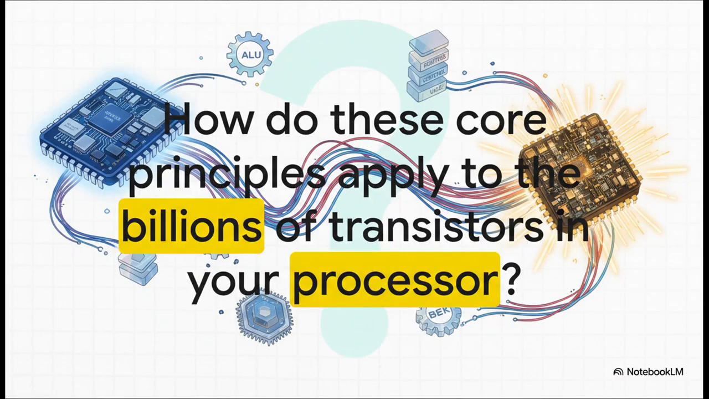The Intel 8085 had about 6,500 transistors. The processor in the device you're watching this on right now has billions. But, and this is the amazing part, underneath all of that mind-boggling complexity, the fundamental principles are exactly the same. There's still an ALU, there are still registers, there's still a control unit, and there are still buses. The scale has changed beyond anything we could have imagined, but the core ideas we've talked about today, they are absolutely timeless.